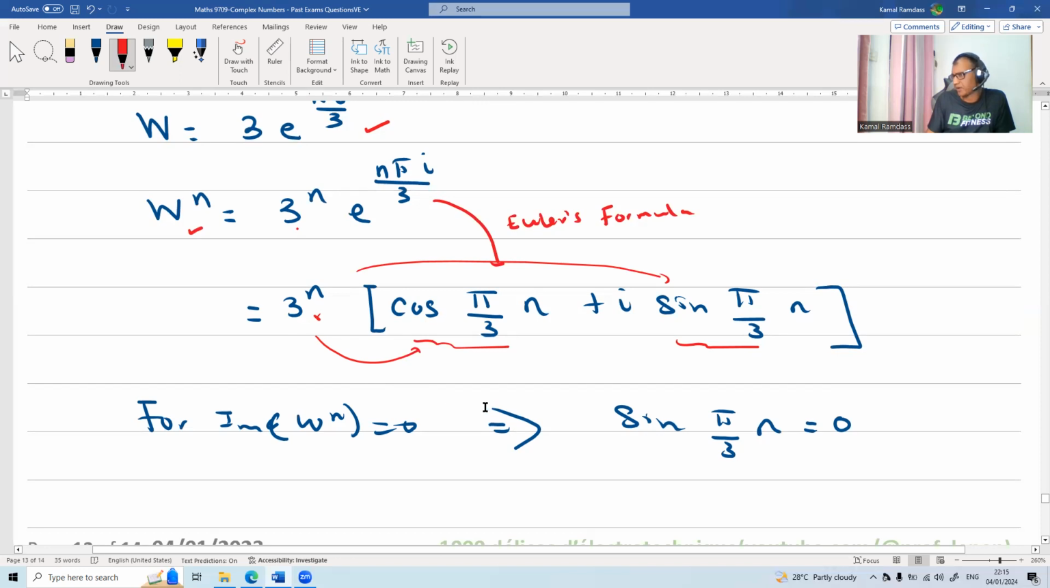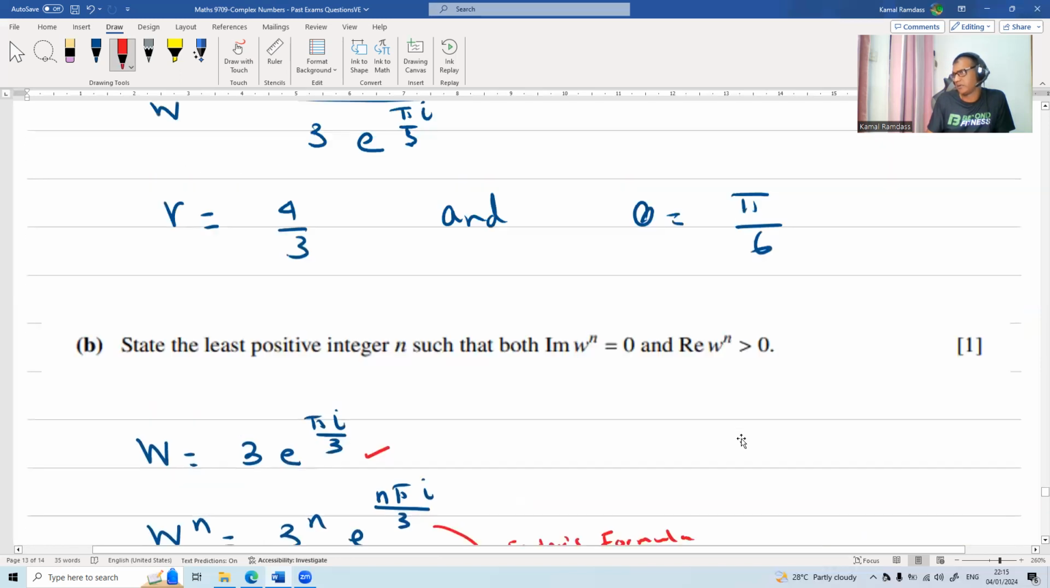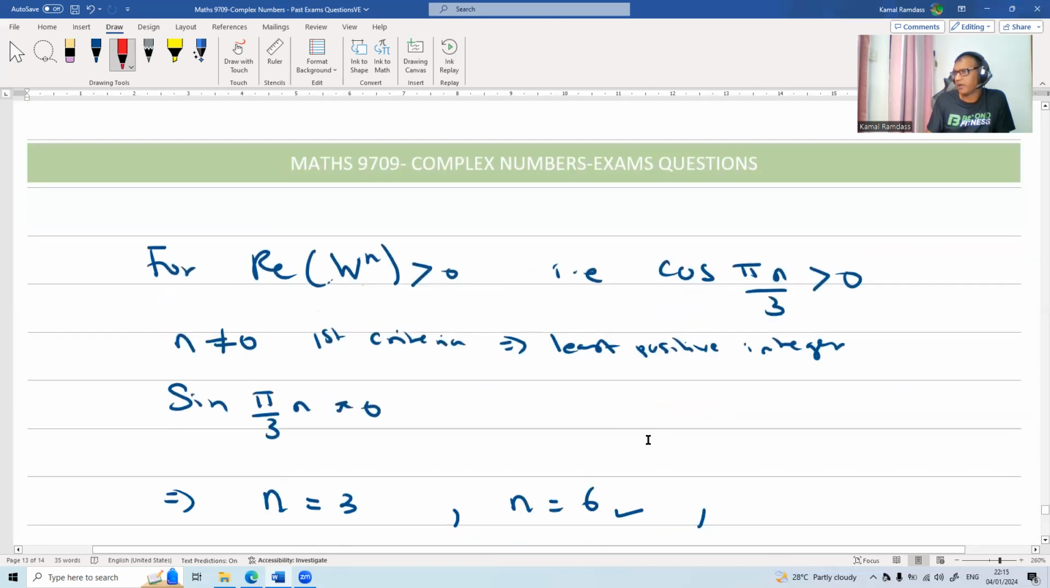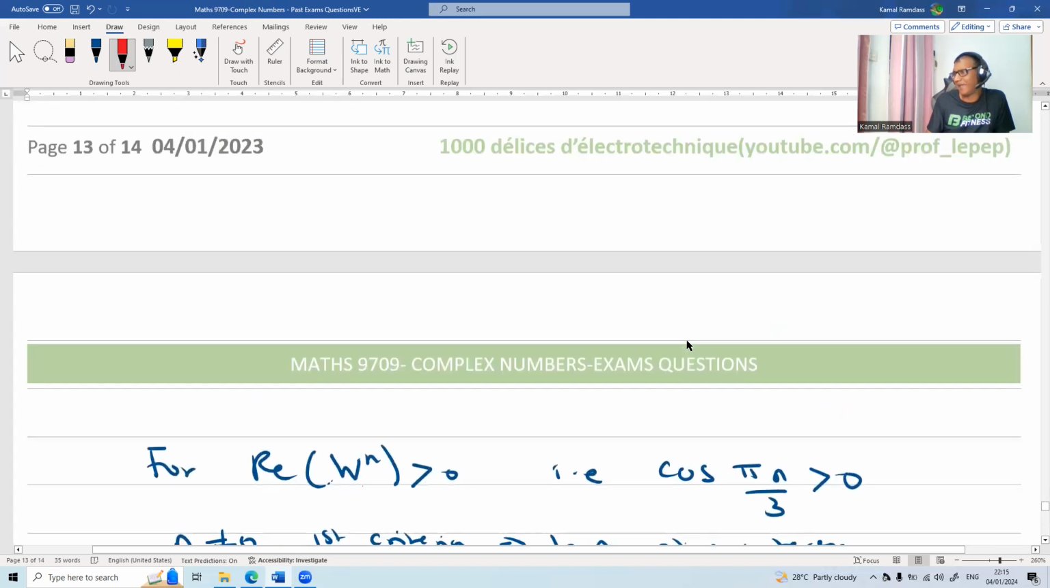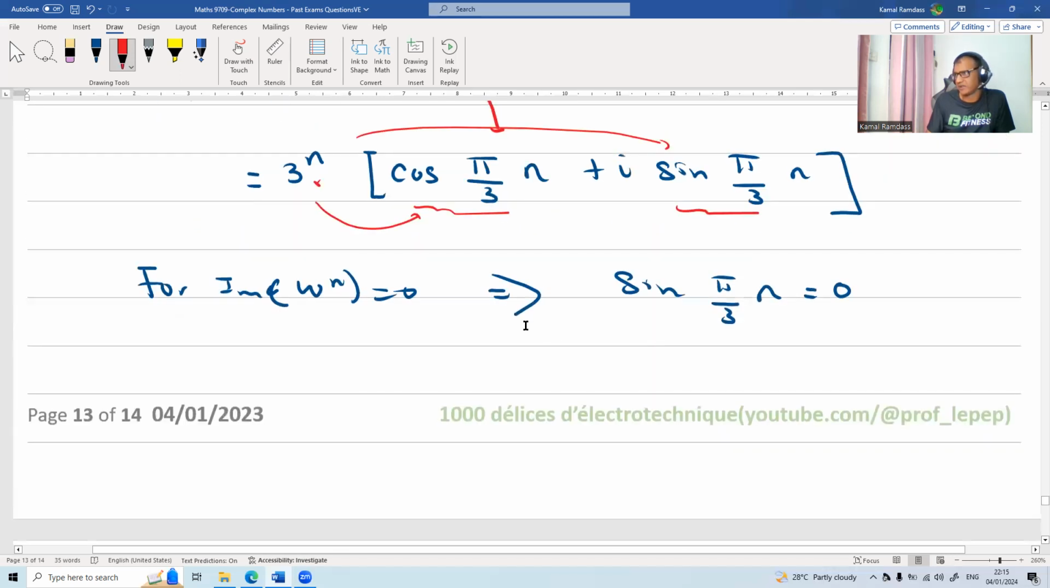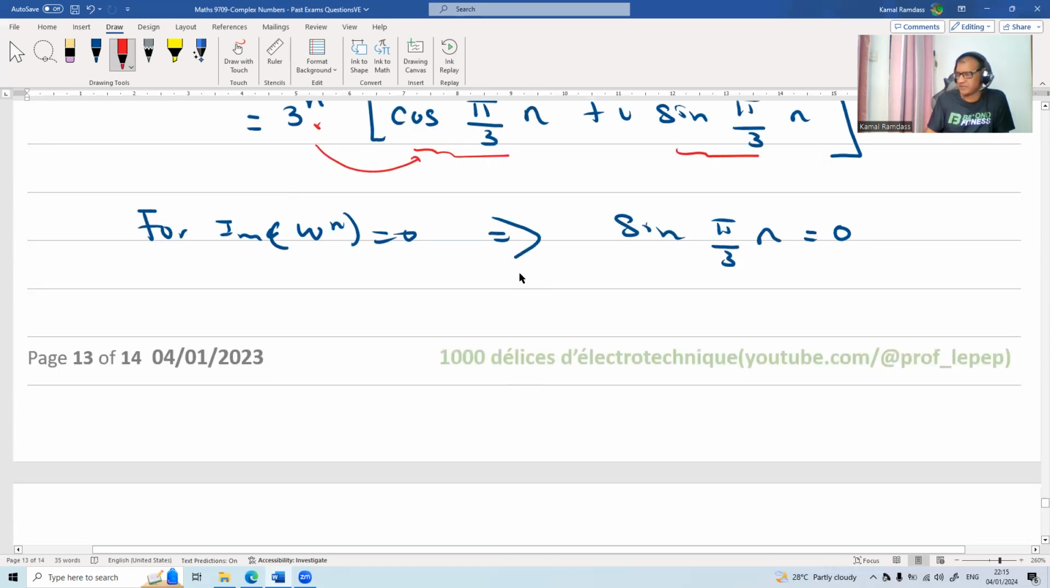Impossible. Il faudrait que sin de pi over 3 times n soit égal à 0. Pour que real de Wn soit greater than 0, il faut cos de pi n over 3 greater than 0. Si less than 0, parce que ça c'est un positive number, the real part will be less than 0. OK?